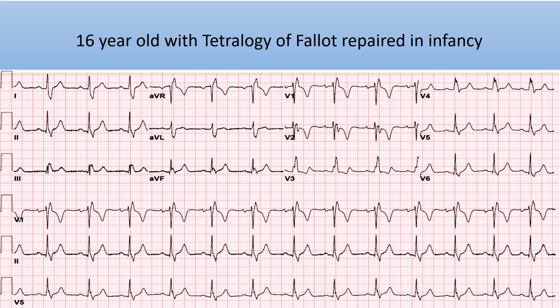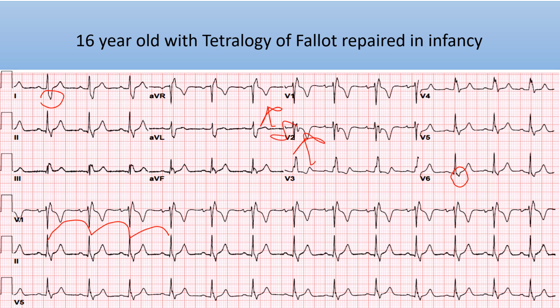This is an EKG for a 16-year-old with Tetralogy of Fallot repaired in infancy. If we look, the rhythm is regular. If we look at the QRS complex in lead 1, there is a slurred S wave, and also a slurred S wave in V6. If we look at the QRS complex in V1, it's a wide complex, plus there is a terminal R wave in V1, giving an RSR pattern or rabbit ears.